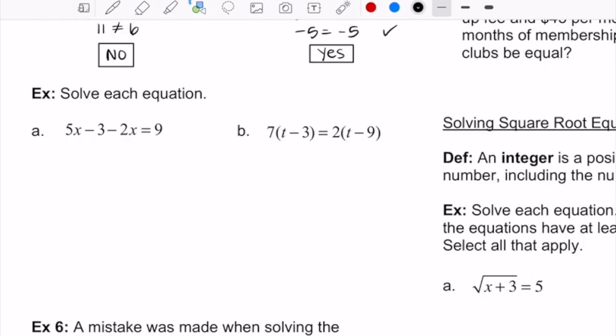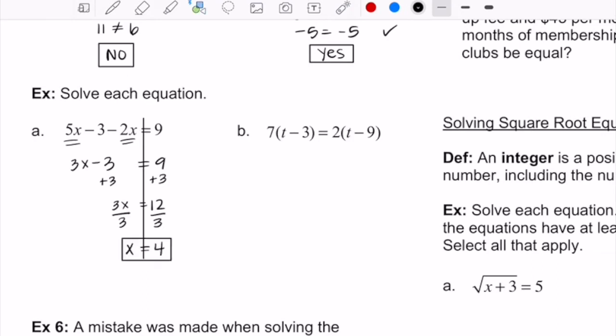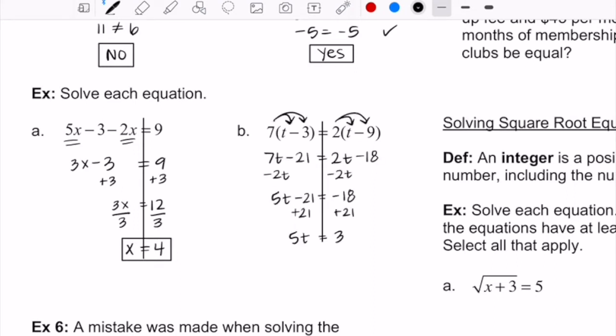We can use the properties of equality to solve an equation. Here I'll combine like terms on the left, and then I'll add the 3 to both sides. I'll divide both sides by 3, and so for this first one, I'll get x equals 4. Notice that on my next equation, I have variables on both sides. I'll start with the distributive property, then I'll minus the 2t from both sides, add the 21, and then lastly, I'll divide both sides by 5. And my answer for this one works out to be t equals 3/5. You could write it as a decimal, but we'll just leave it as a fraction.